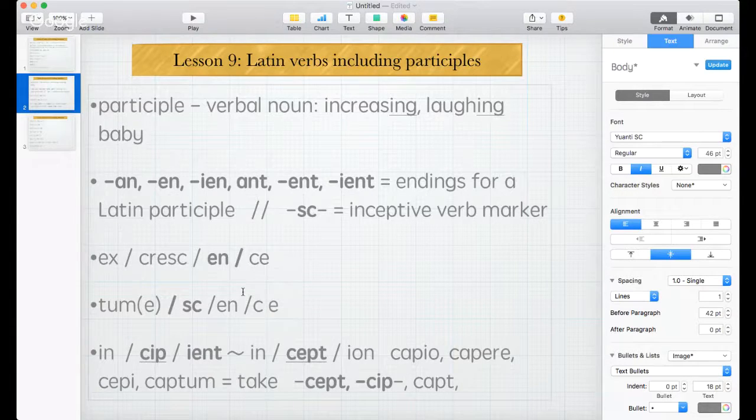Back to tumescence. Sorry about that earlier. It has the base tume, which means to swell, and the e is part of the base. A lot of you wrote it in parentheses, and that's fine. Sometimes it disappears. This is a verb that does have the inceptive verb marker, and that's because this can't really be anything else. This isn't a base that ends in sc like excrescens. And it also uses the Latin participle ending, and then it has a suffix.